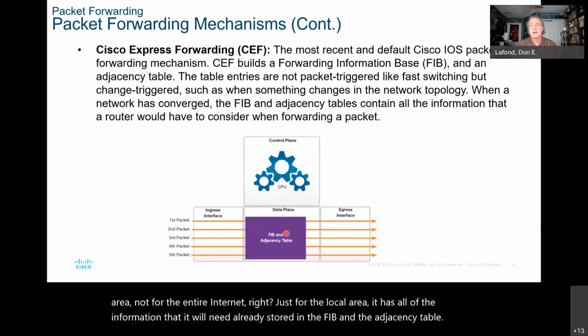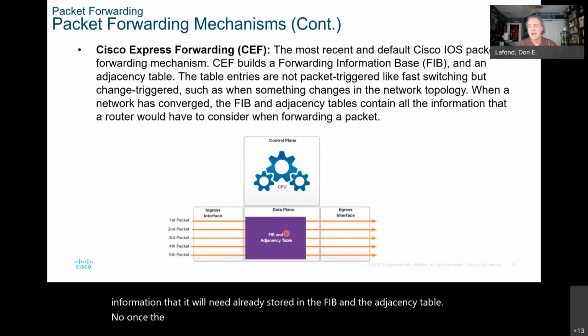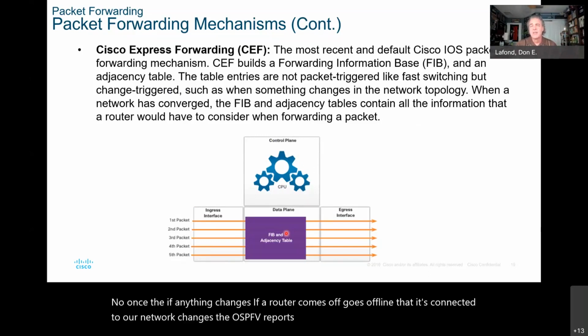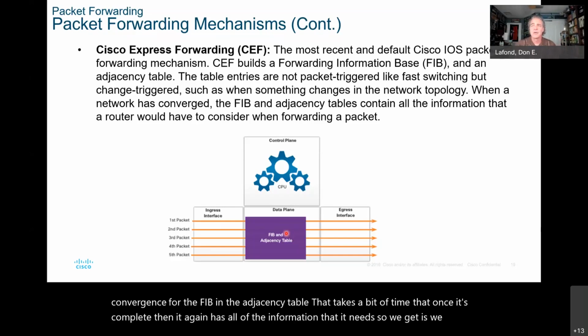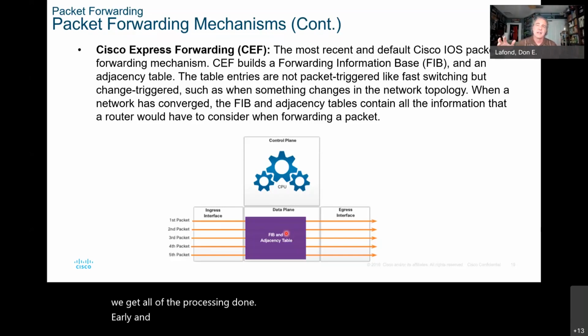Now, if anything changes, if a router it's connected to goes offline, or the network changes, and OSPF reports a network change, then there is a convergence for the FIB and the adjacency table that takes a bit of time. Once it's complete, then it again has all of the information that it needs. So what we get is all of the processing done early, and then it's a lot less time to process those packets when they enter the router.